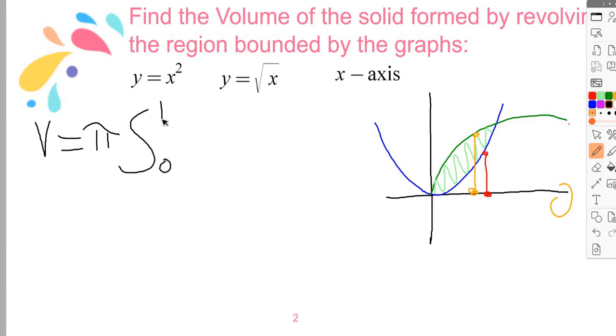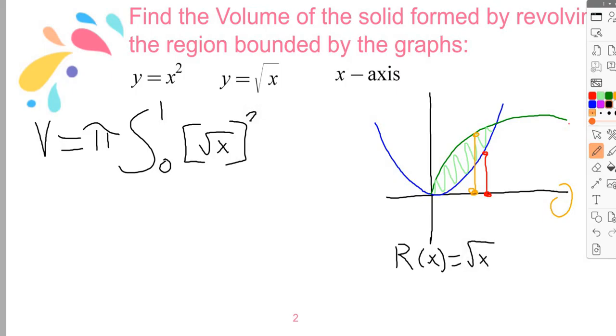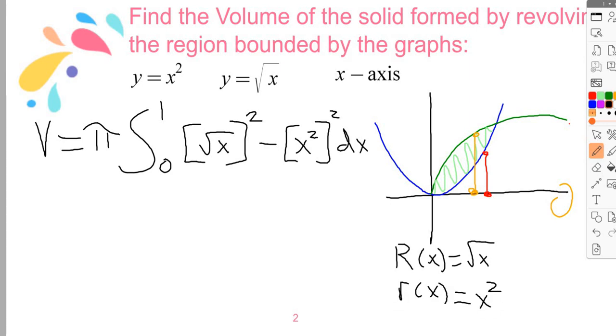So what's my big R going to be? Square root of x. And then remember that we're going to do what with that in our integral? Square root. And then I'm going to subtract my portion that I need to subtract off, which in this case is our x squared. Squared? So that's our little r.